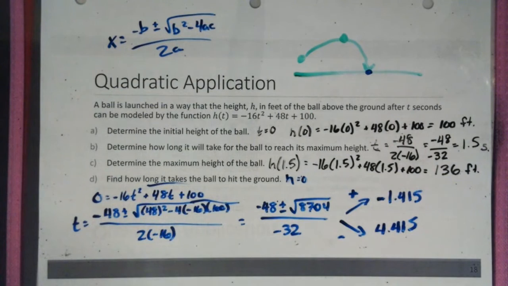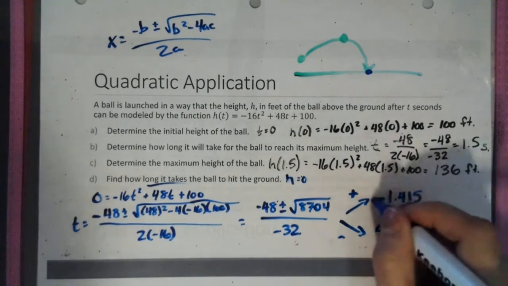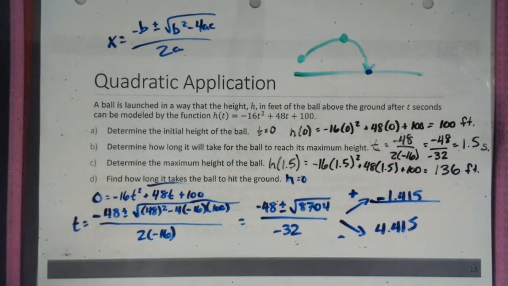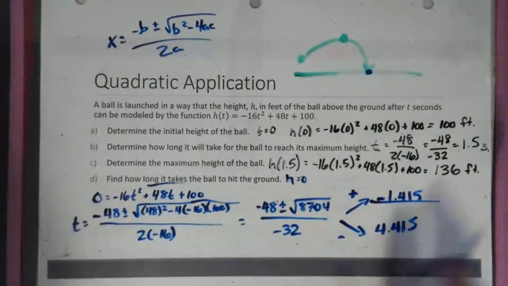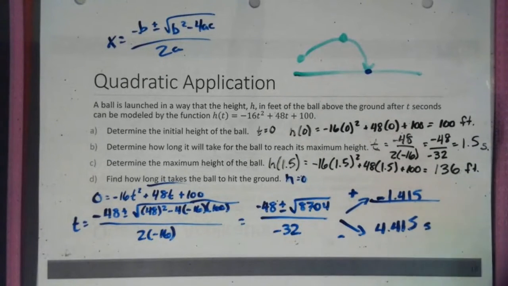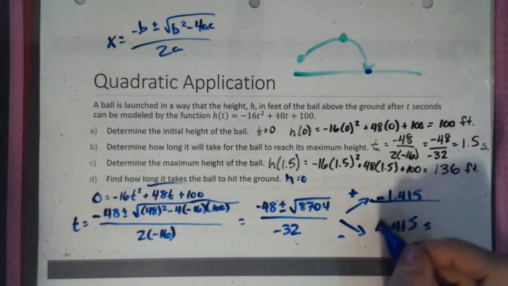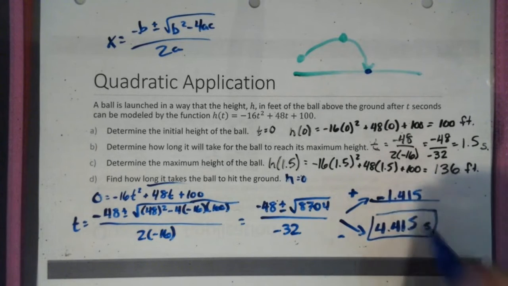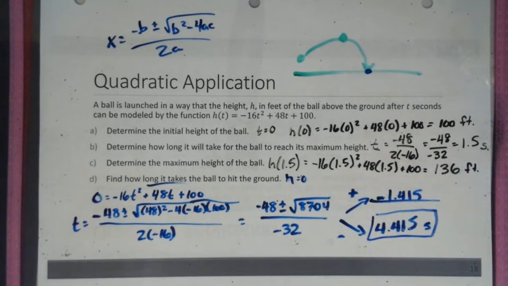Now remember, we are trying to find how long it takes the ball to hit the ground. So we're looking for a time. Last time I checked, negative time isn't a thing. So that answer doesn't even make sense. This bottom one, 4.415 seconds, because it's a time, that one makes sense. So it's going to take 4.415 seconds for the ball to hit the ground.